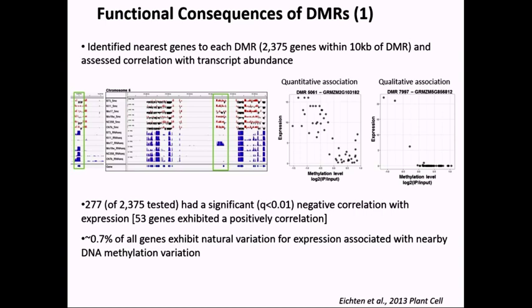So one way we've done this is we start from all those regions of the genome that vary in methylation between different lines. We say how often is the gene nearby differentially expressed in an associated way. So there are 2,375 differentially methylated regions near genes. In 277 cases, the nearby gene had a significant negative correlation. And often they were like this. If it was highly methylated, the gene was off. If its methylation went low, the gene was on.